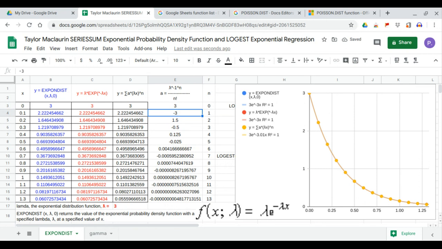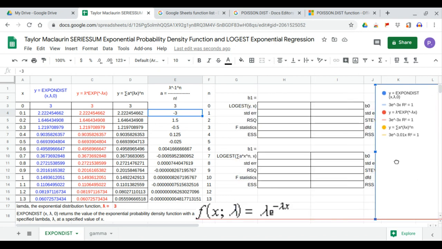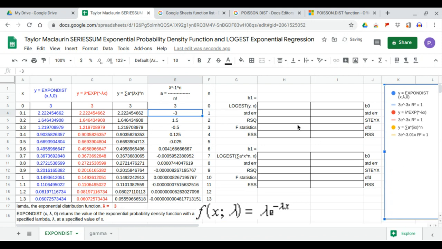Now we're there. So all three trend lines have the same trend line equation except for the last one, where there's a slight error, 3 times e to the minus 3.1x, because this is only an approximation. We can get better accuracy if we increase the value of n and we increase the value of dataset. Now we regress it to the LOGEST exponential regression. So since these two are identical, we'll just choose the original, the blue one.